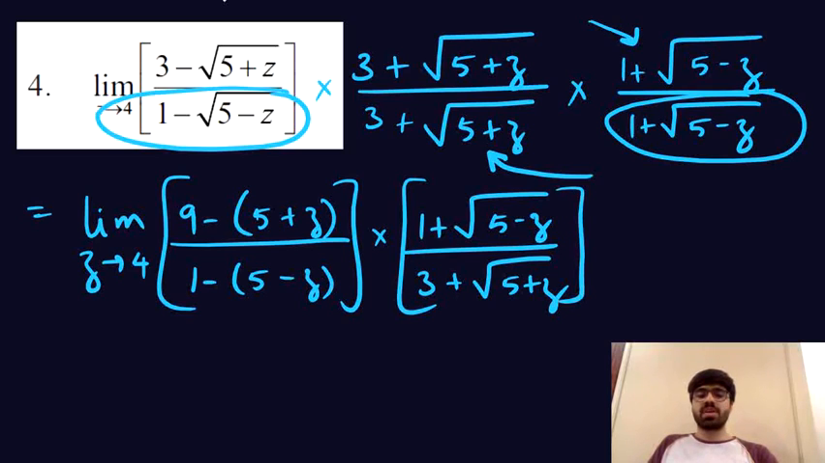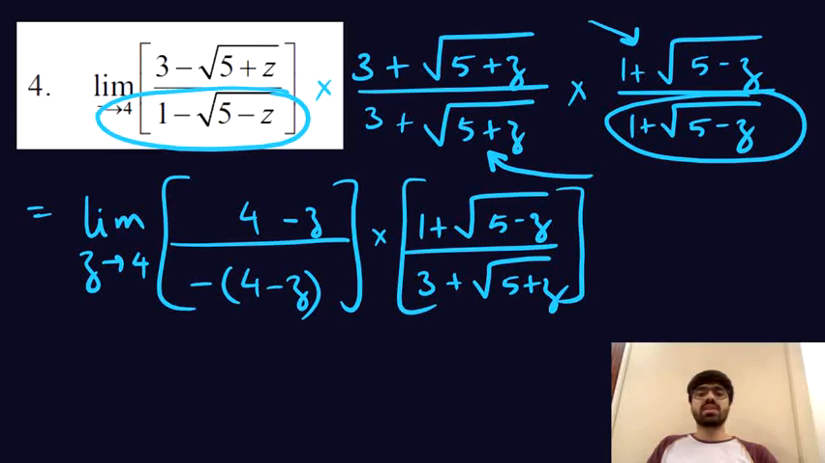So the first bracket becomes 9 minus 5 minus z, that is 4 minus z, and the denominator is 1 minus 5 plus z. So this will be equal to minus 4 plus z. If you take out a minus common from the denominator, that will be minus of 4 minus z. So you can cancel off a 4 minus z in the numerator and denominator. So this will give you a minus 1 as the value of the first bracket.